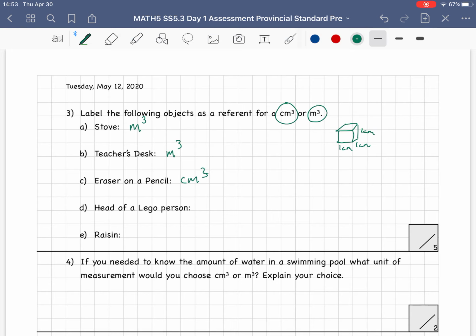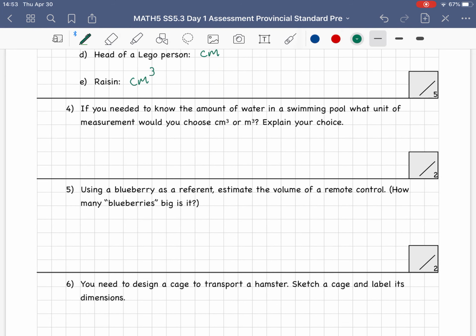It's about a centimeter cubed. The head of a Lego person, it is about a centimeter cubed. A raisin, that's small again. It's like a centimeter cubed. The very tip of your pinky finger, when you're in grade 5, is roughly a centimeter cubed.